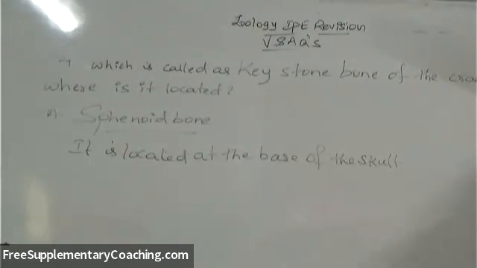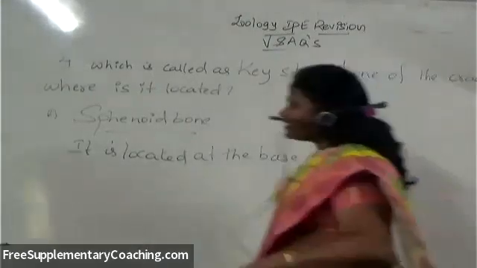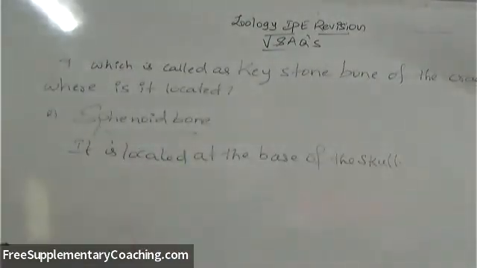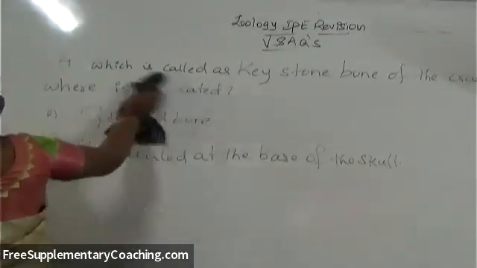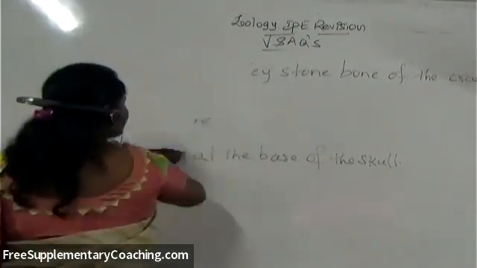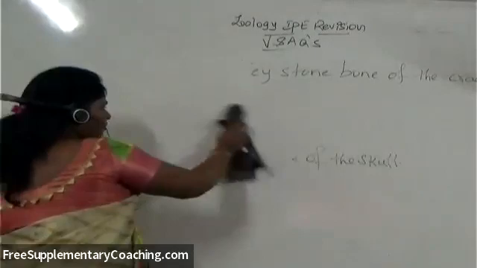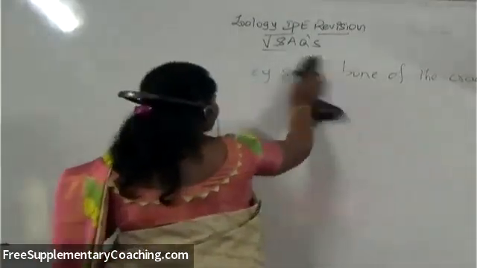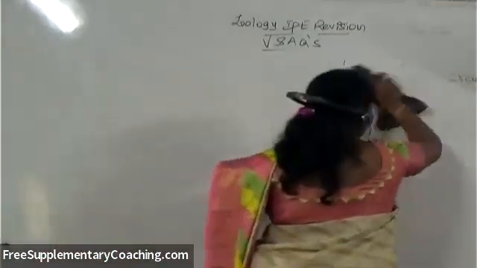Fifth question. Write the names of any 4 mononuclear phagocytes. So what are 4 mononuclear phagocytes? Totally 4 phagocyte names you should write. Actually, many mononuclear phagocytes are there. You can write any 4.